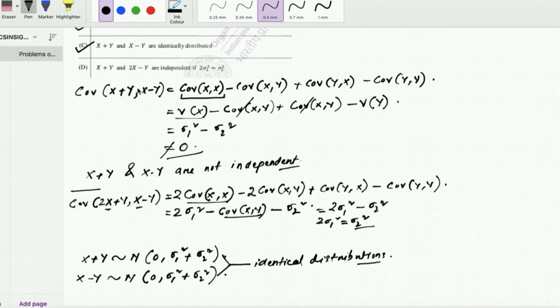Now for checking number D, it is the same as number B. You will also get number D is also correct. So let's end here.